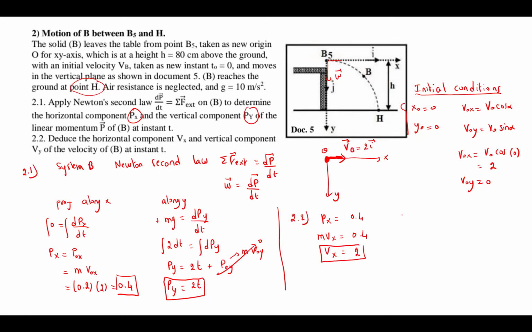In the same way, I have Py equal to 2t. So this is mVy equals 2t. And then I have to find Vy. So Vy equals 2t over 0.2, the mass. So I get 10t. So that's how we found Vx and Vy.